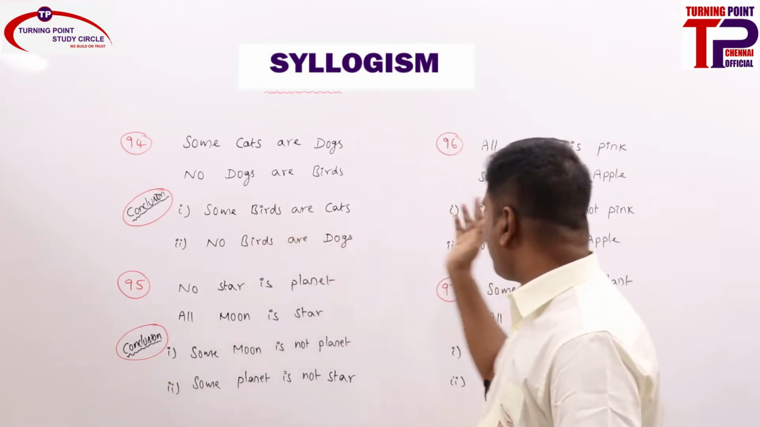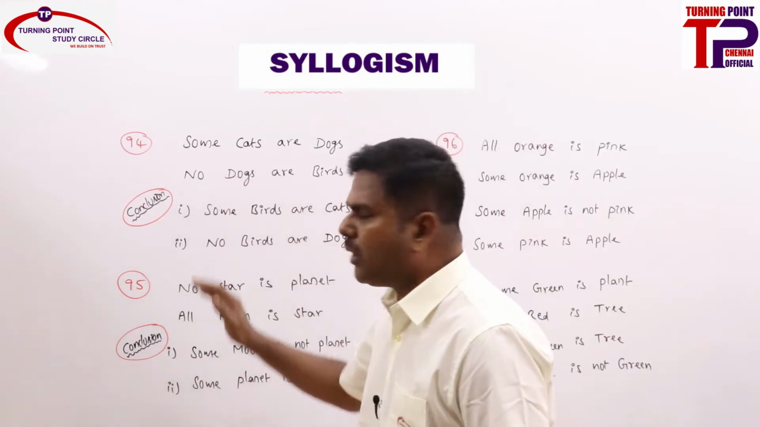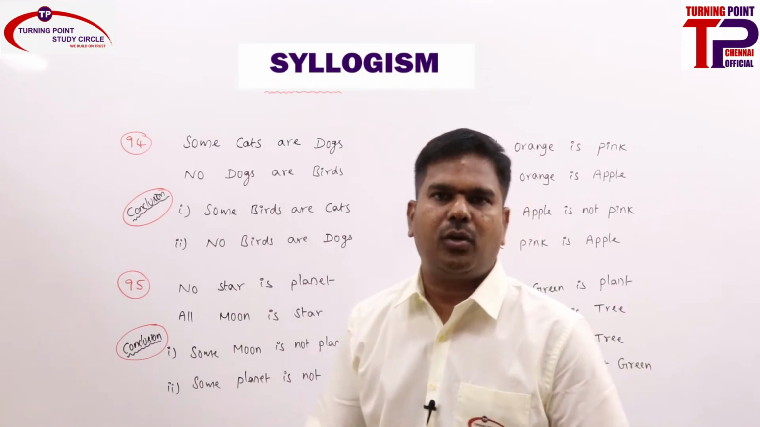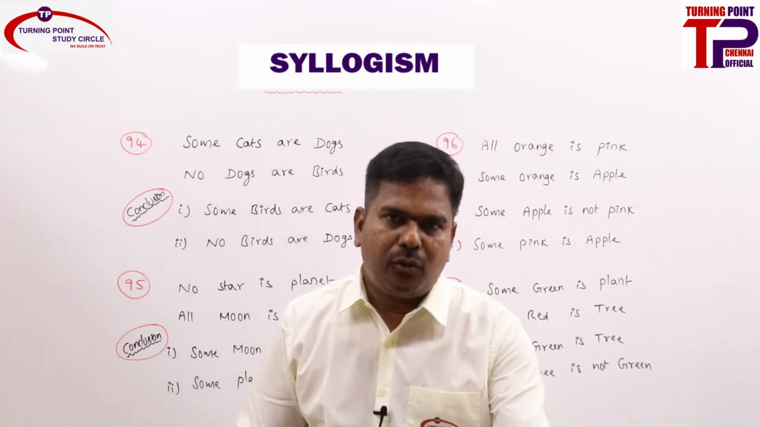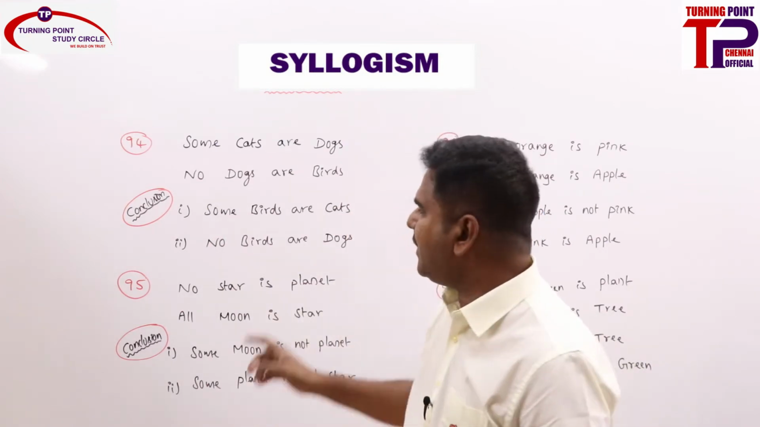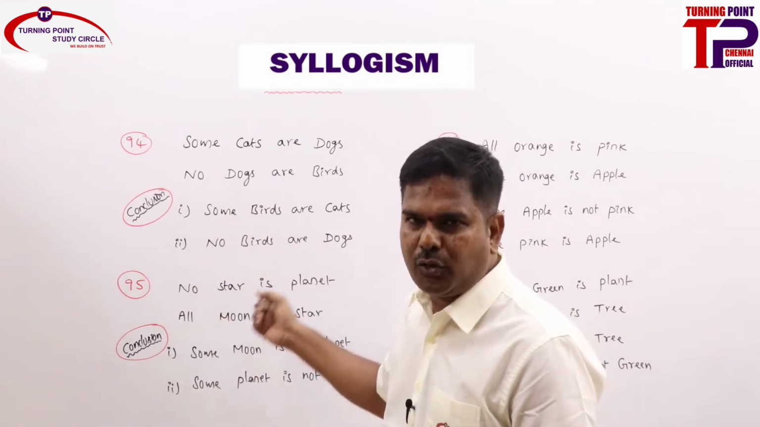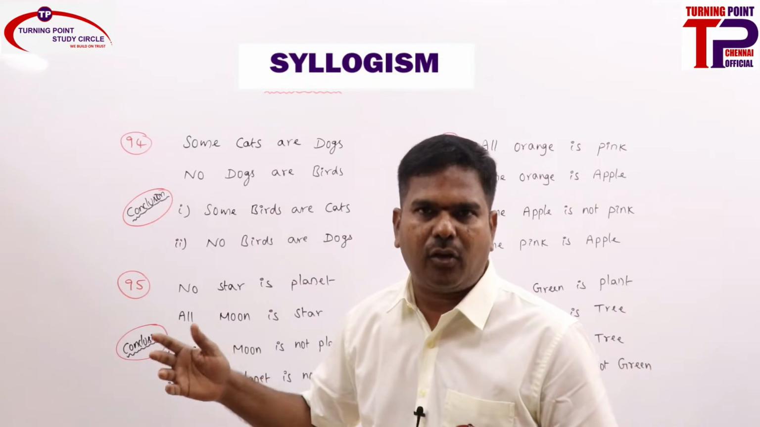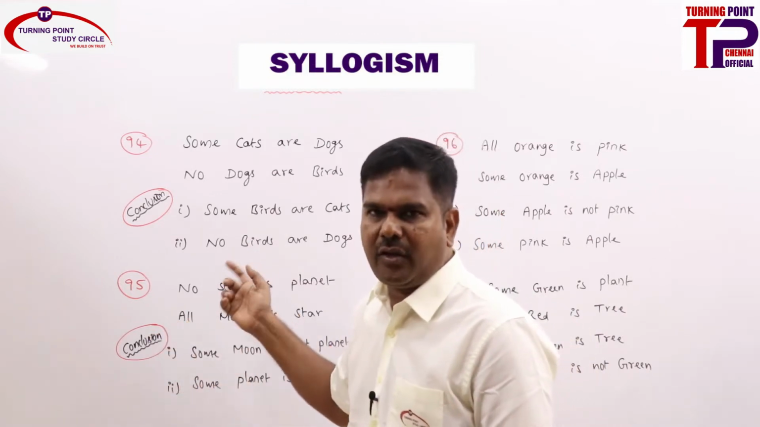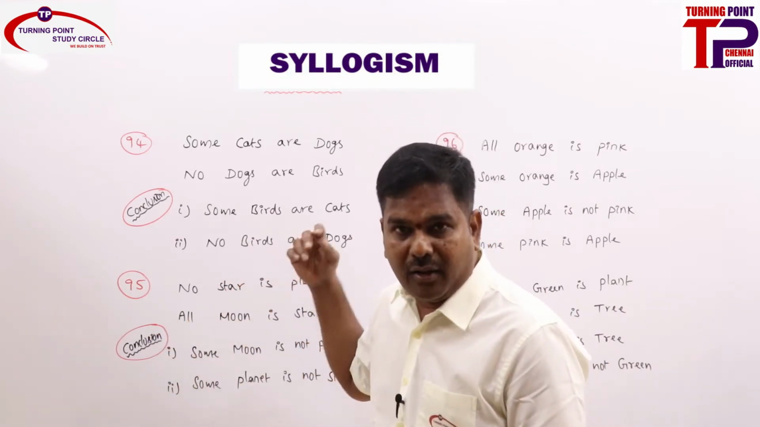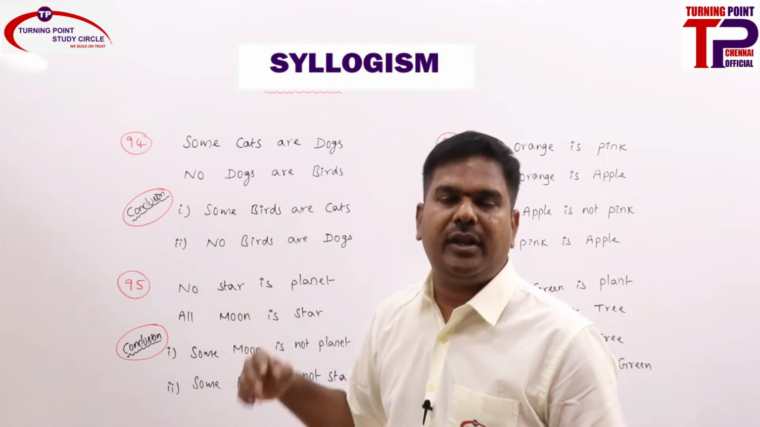I have given 4 problems, 2 statements and 2 conclusions. Now you need to give the answer as 1 if only conclusion 1 follows. If only conclusion 2 follows, that means 1 doesn't follow, only 2 follows, we need to give the answer as 2. And if either 1 or 2 follows, we need to give 3.